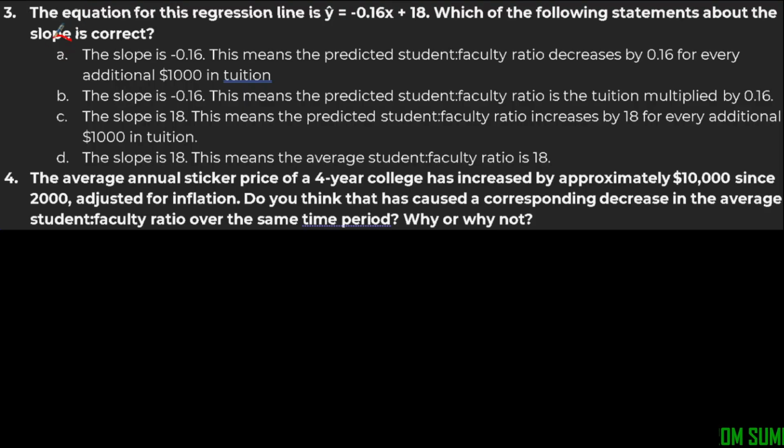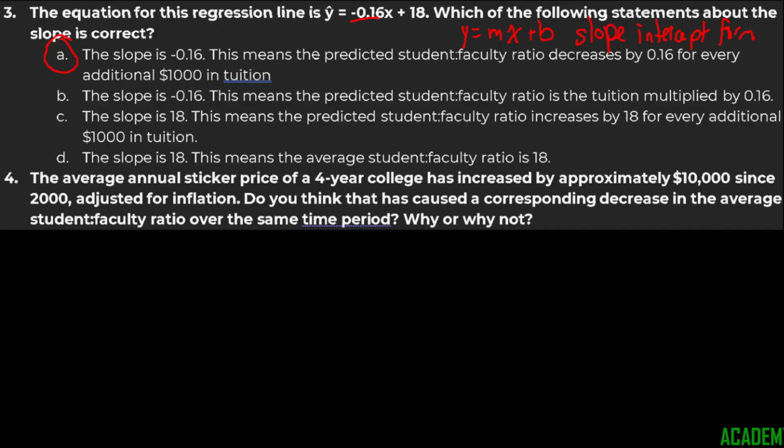Make sure you're seeing when you have y equals mx plus b, that is the slope intercept form. We did that in middle school. We applied it in 9th grade to some data points. Same kind of thing. We're able to figure out what that slope means. So the slope is negative 0.16. This means the predicted student to faculty ratio decreases by 0.16 for every additional $1,000 in tuition. And that's just being able to read the graph specifically.